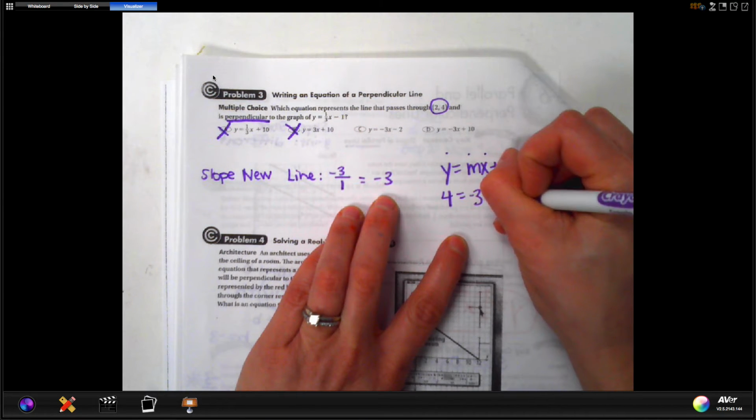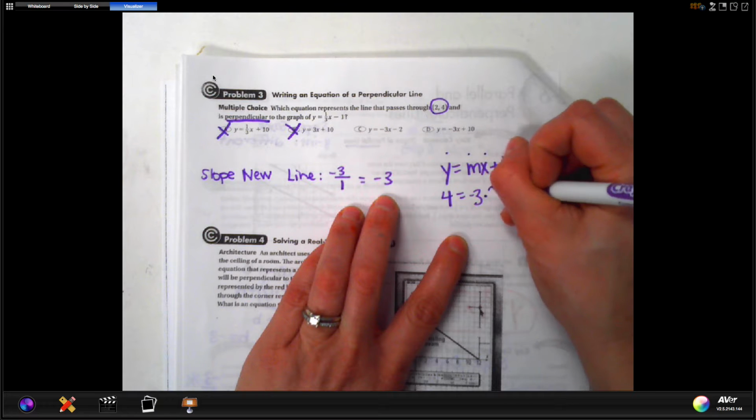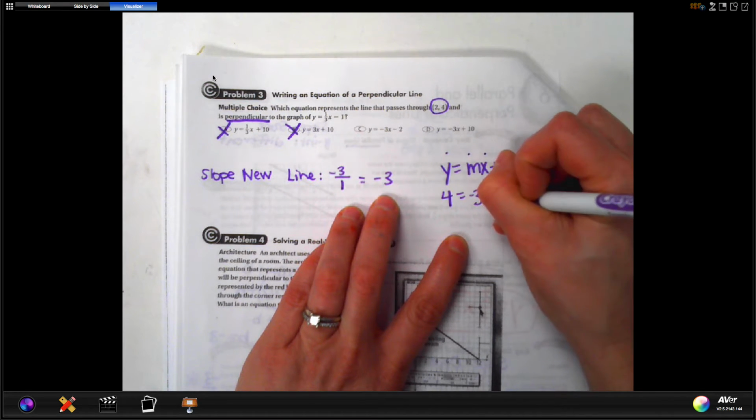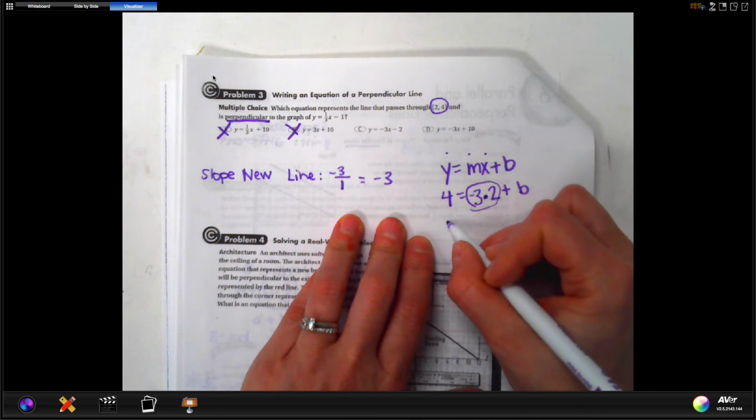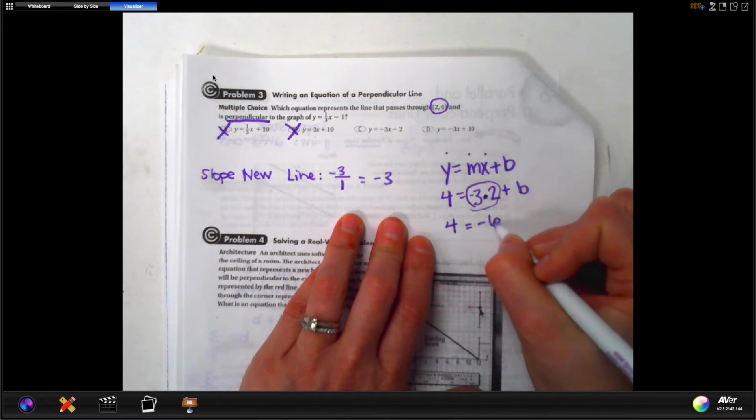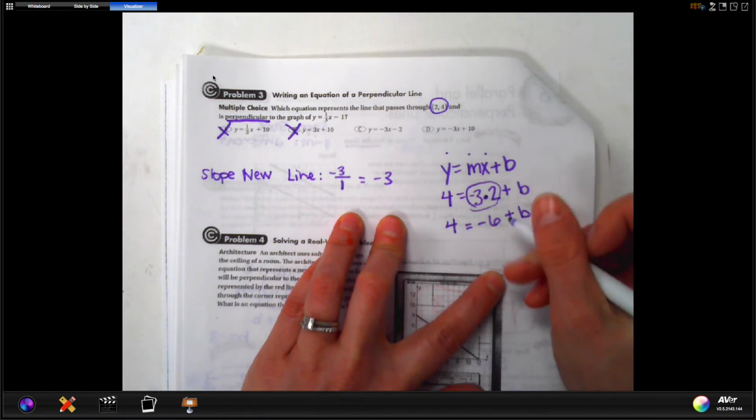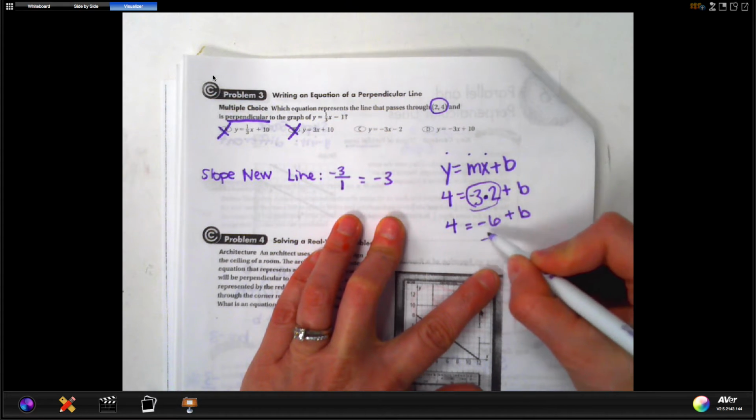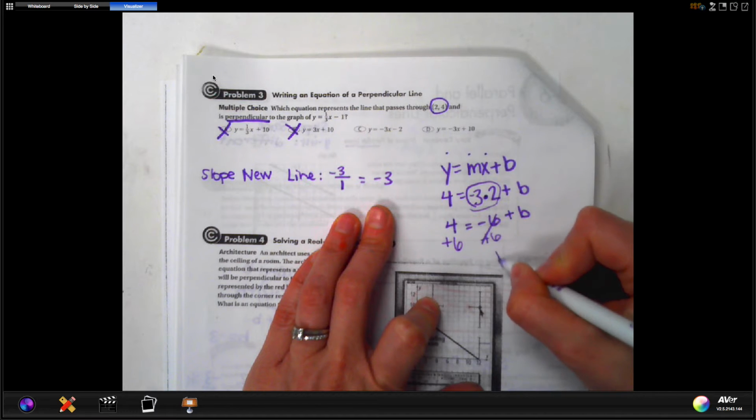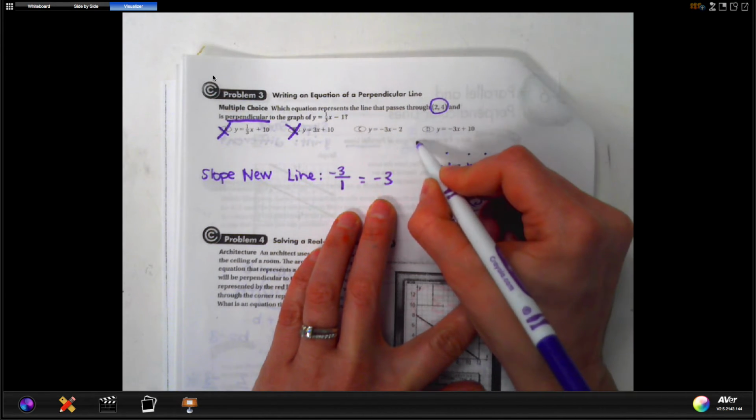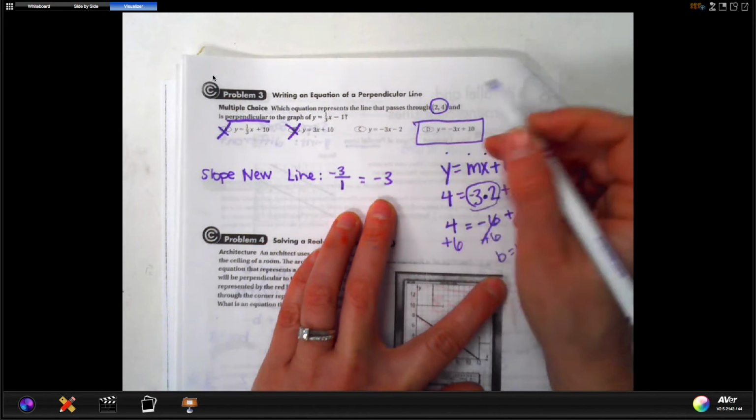-3 times our x value, which is 2, plus b. Well, -3 times 2 is what? -6. Yep, -6 plus b. And then if you add 6 to cancel that out, b equals 10. We know it has to be answer choice D.